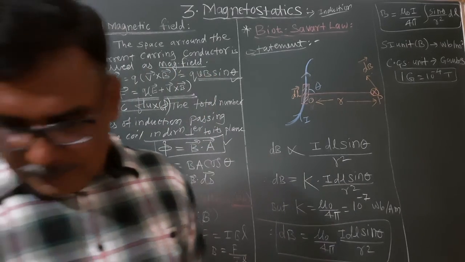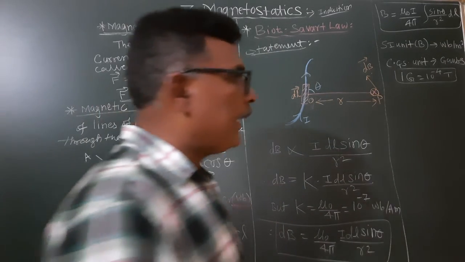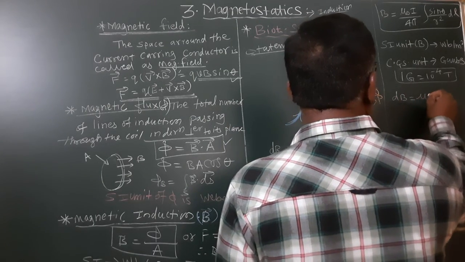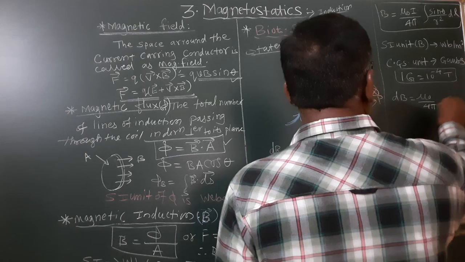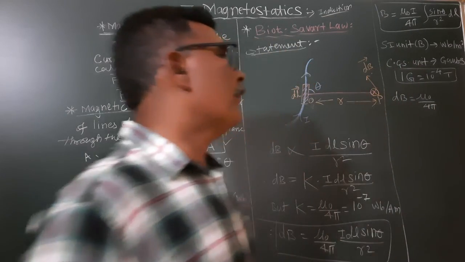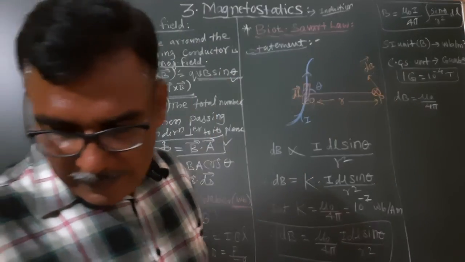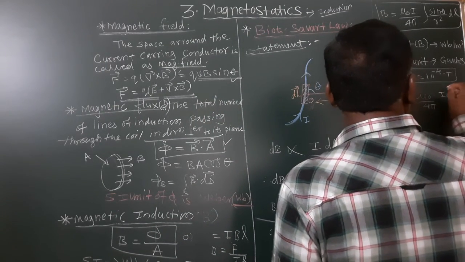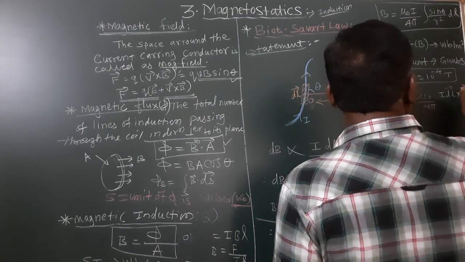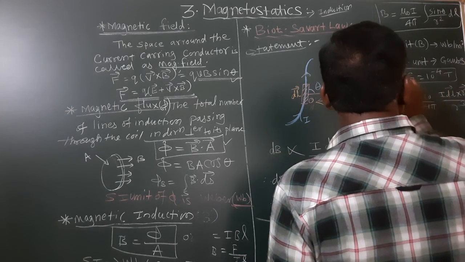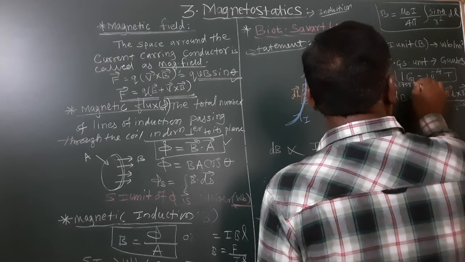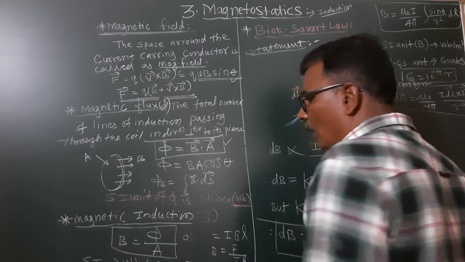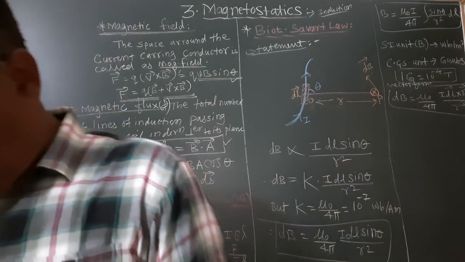Then the vector form of this can be written as dB bar is equals to mu 0 upon 4 pi I dl bar cross r bar divided by r cube. This is the vector form for Biot and Savart law.